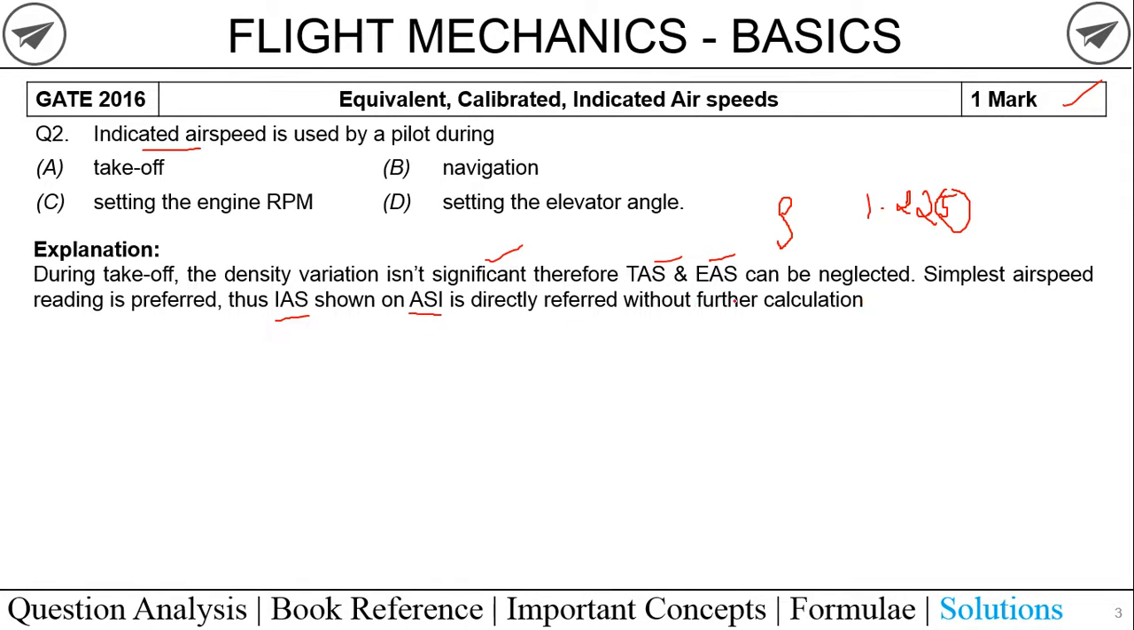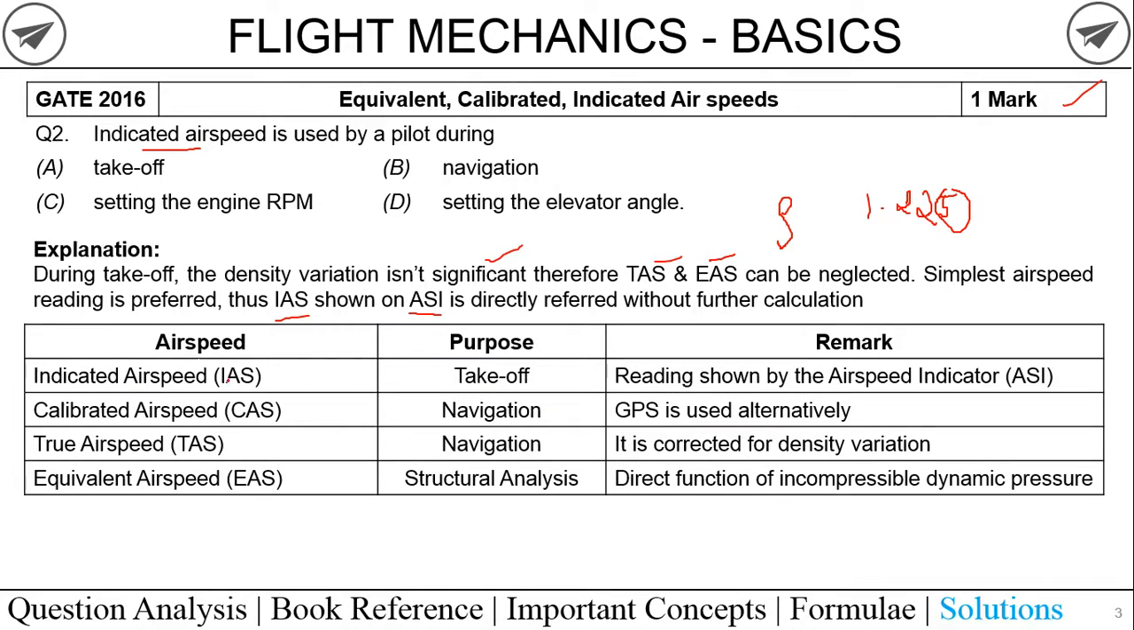It is indicated airspeed. Let's see the other purposes of the other airspeeds too. So here we can see the indicated airspeed can be used for takeoff, as it is a direct reading shown by the airspeed indicator. Regarding the calibrated airspeed, it takes into account the indicated airspeed and then it calibrates the other quantities, such as installation error and something else. This needs some care, and this is basically used for navigation. And today's aircraft use GPS instead.